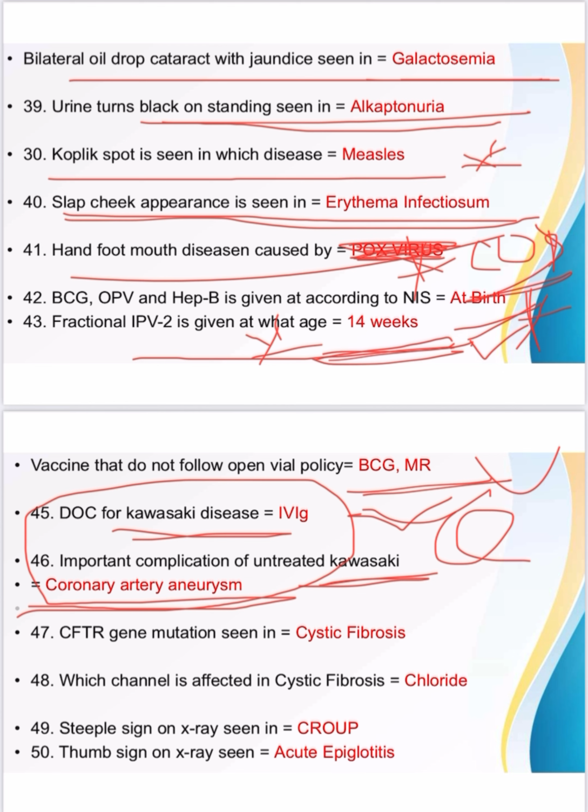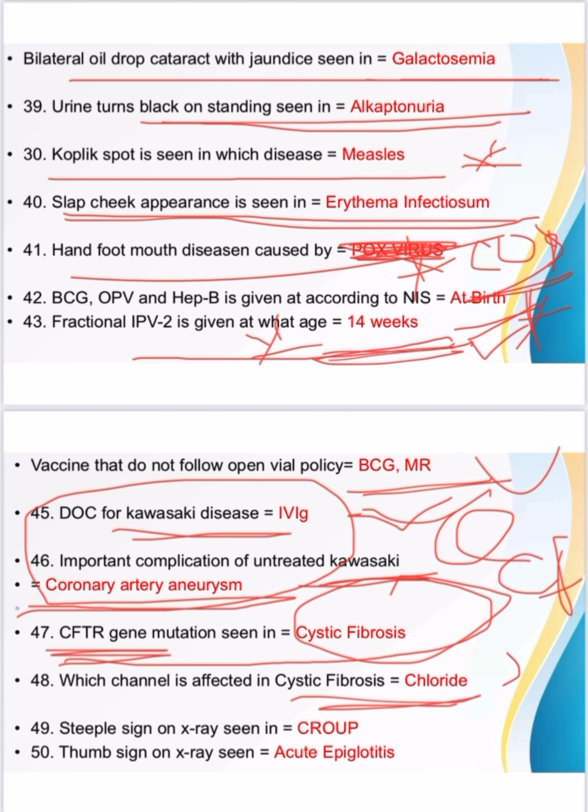Then CFTR gene mutation is seen in cystic fibrosis. Which channel is affected in cystic fibrosis? That is the chloride channel. These two questions are repeated many times. Chloride channel, CFTR in cystic fibrosis.